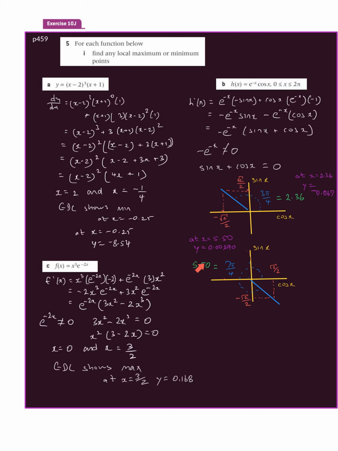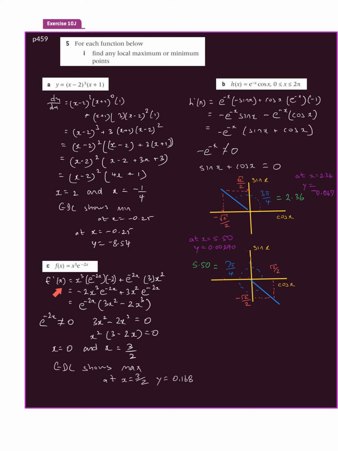When we put that as an x value back into the original expression, we get the value, well, I've put y, but it's actually h. The value of the function is 0.00290. That should be h, the function value there. Okay, so that's good. Now let's have a look at this one, c.